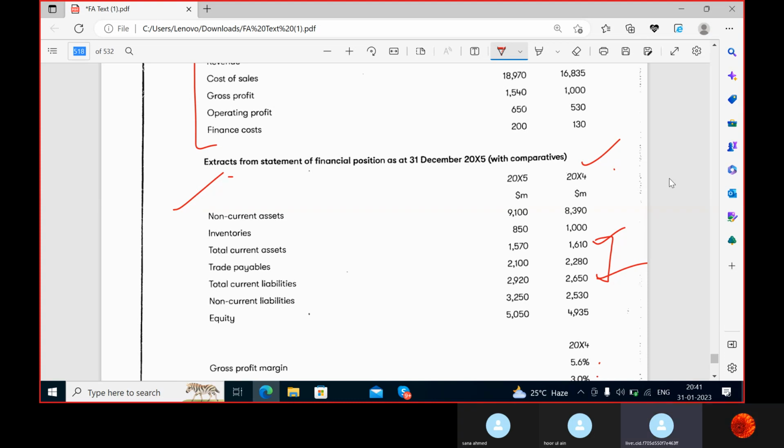Yeah, so for that, what you need to do is take the total of current assets, which is 1610. You have to remove this 1000 of inventory. You get 610, and then you have to divide by the total of current liabilities, which is 2650. Now you can see what you're getting. So 0.23 you will get. Did you get that? That is the quick ratio.